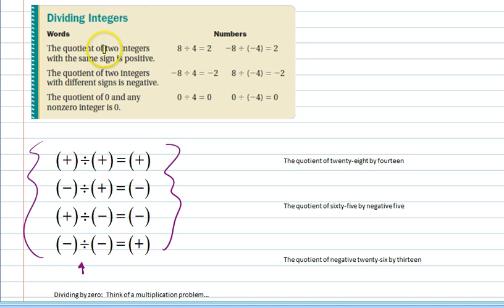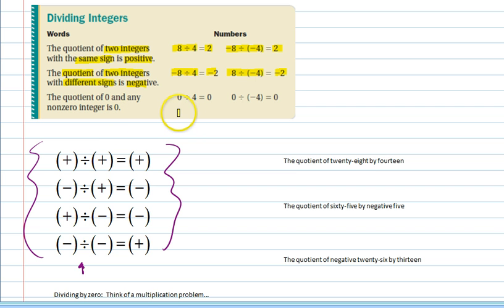The quotient of two integers with the same sign is positive. The quotient of two integers with different signs is negative. So here's 2 positive gives me a positive quotient. 2 negative gives a positive, and any combination of a negative and a positive gives me a negative quotient. And the last rule here is the quotient of 0 and any non-zero integer is 0.